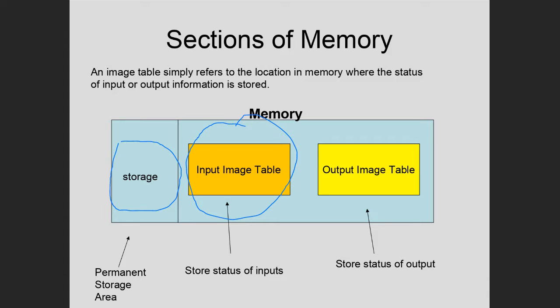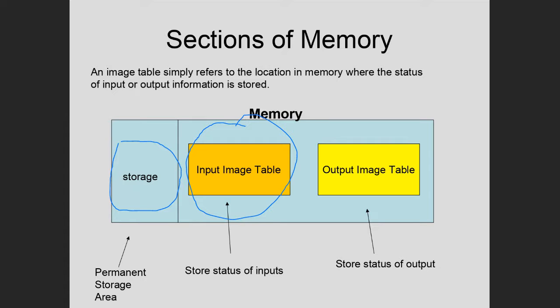Storage is for keeping stuff long term. The input image table stores the state of the input devices, whether the switches are open or closed or whatever. It's going to store the state. If a switch is open in a particular bit position, it's going to store 0. If it's closed, it's going to store 1. And the output image table does the same thing. It's going to have a 0 or 1 depending on what logic you write.